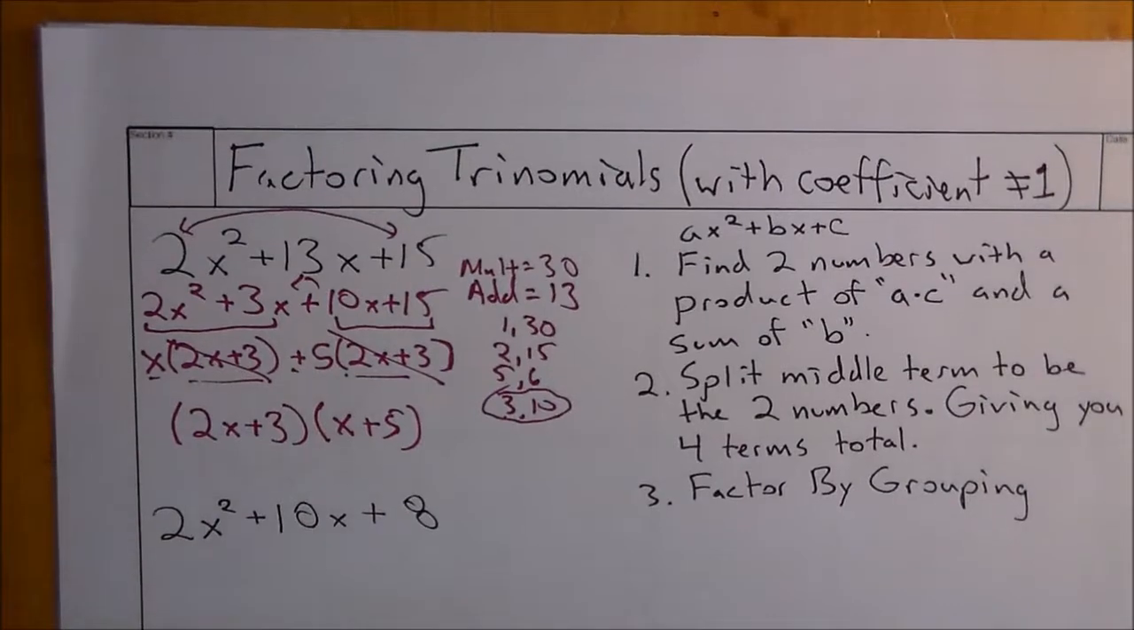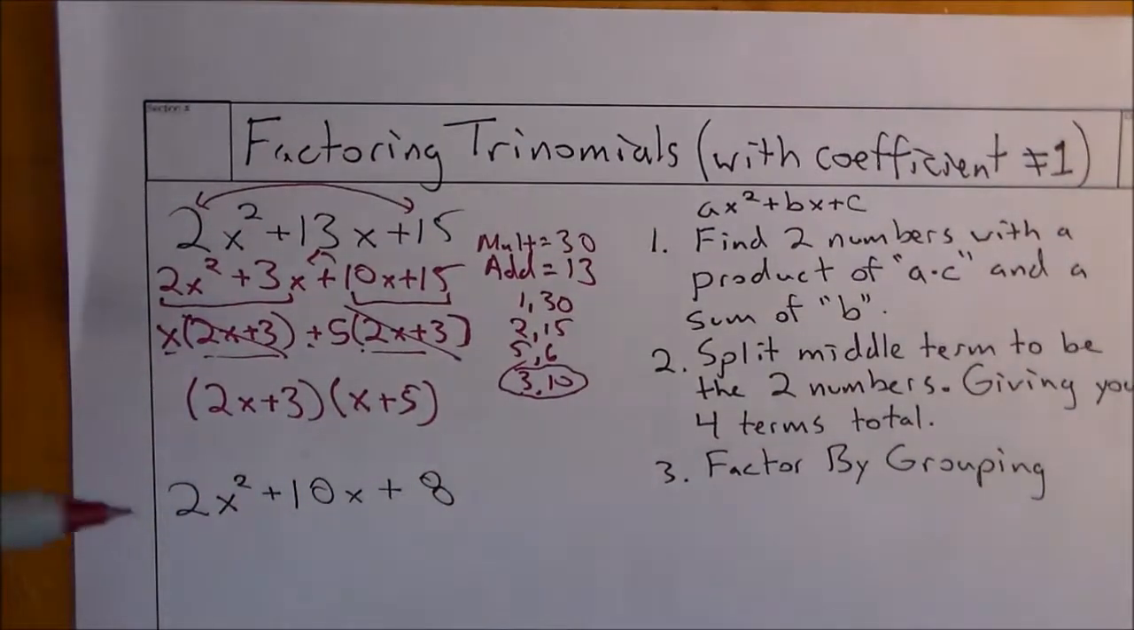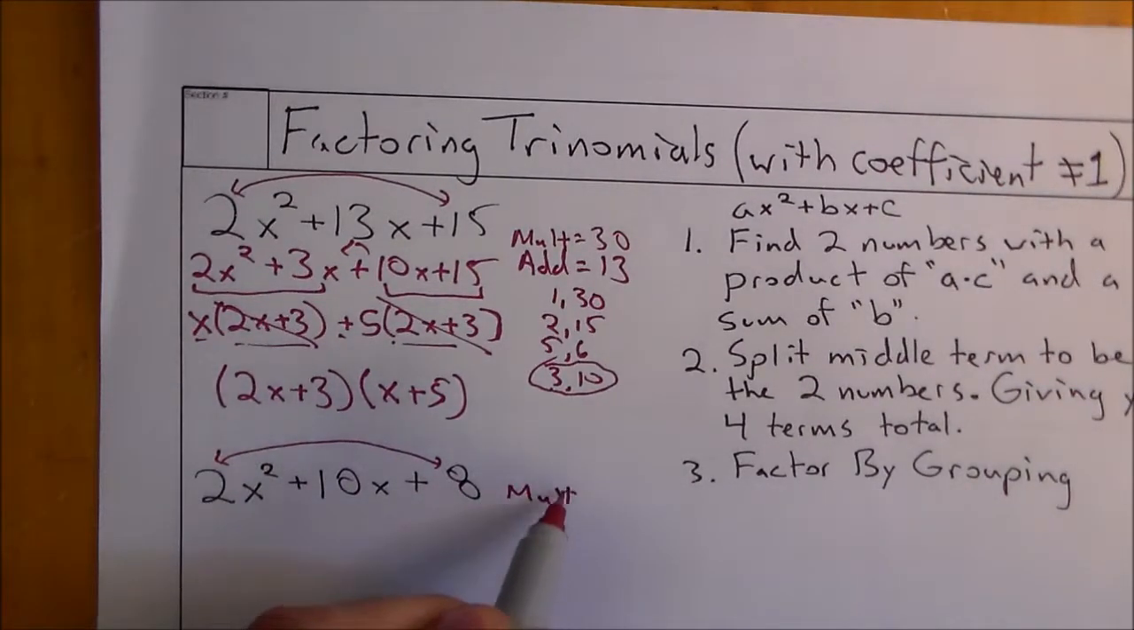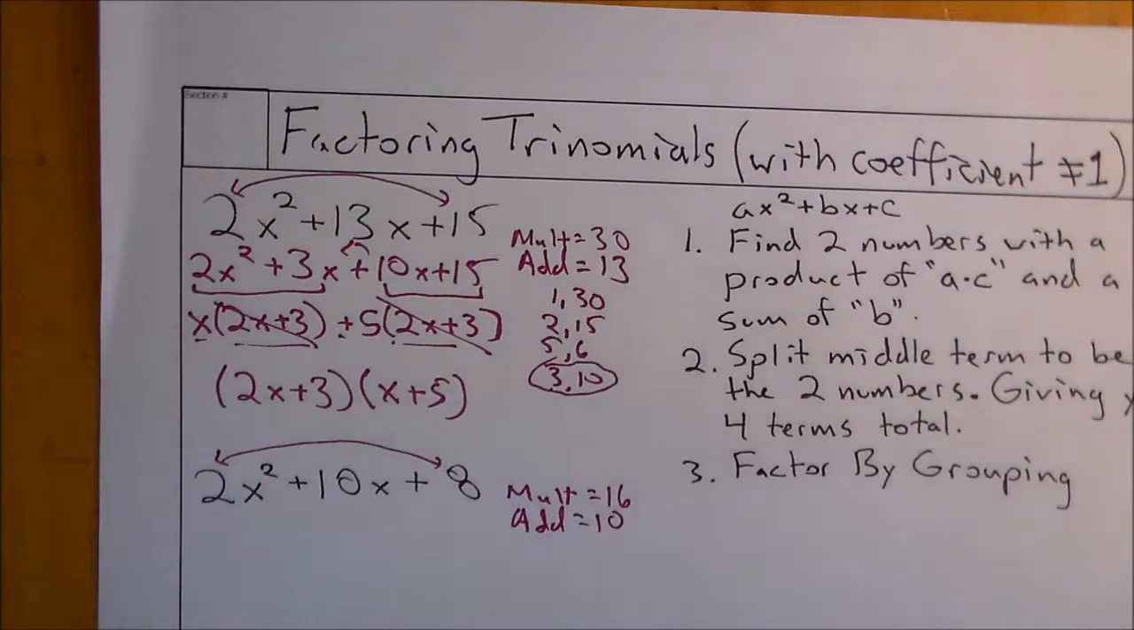We're going to go through and practice it. For our next one, we have 2x squared plus 10x plus 8. So let's do the same process. I multiply 2 times 8, and that gives me 16. And I need to add to 10. Now 16 is 4 times 4, but the problem with that is that does not add up to 10.